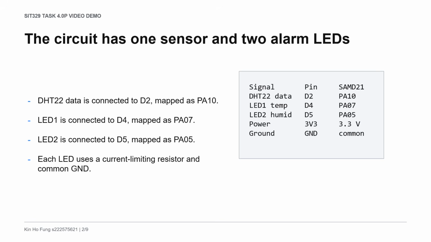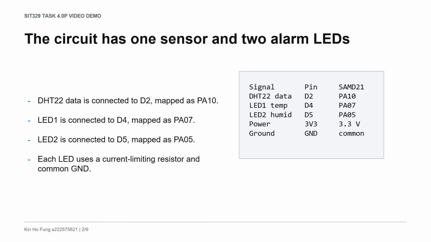For the hardware setup, the DHT22 data pin is connected to Arduino D2. The temperature alarm LED is connected to D4. The humidity alarm LED is connected to D5. Each LED is connected to a resistor, and all components share ground.